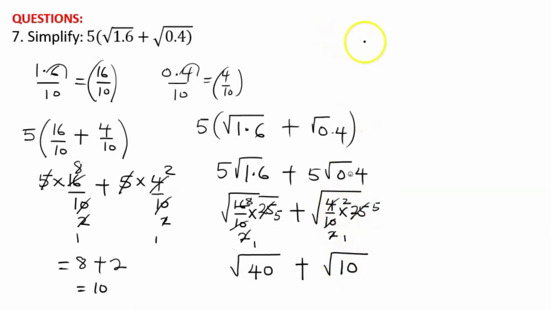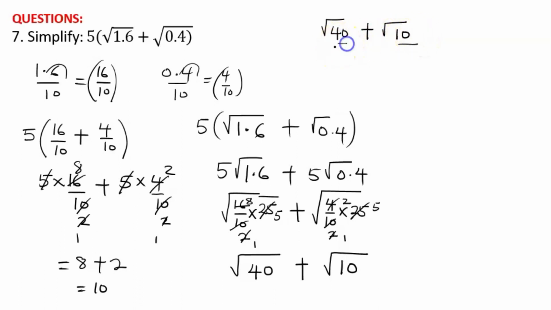So eventually, I'm having root 40 added to root 10. This is what I have. Now, this root 10 is already in its basic form because I can't get 2 factors of 10 such that one of them will be a perfect square. I can't get that. So that means this is good to go. All right.